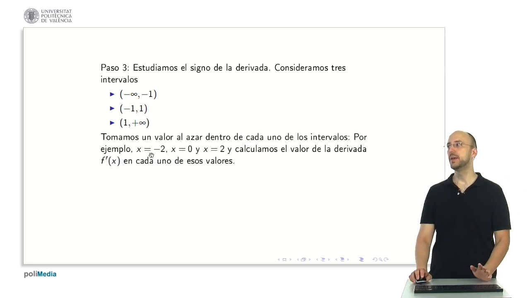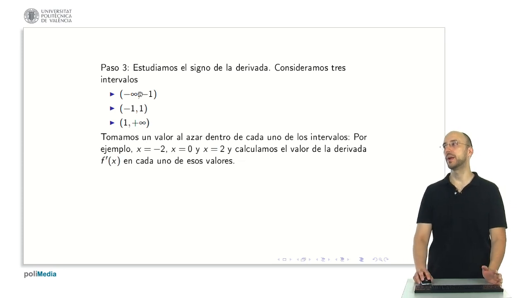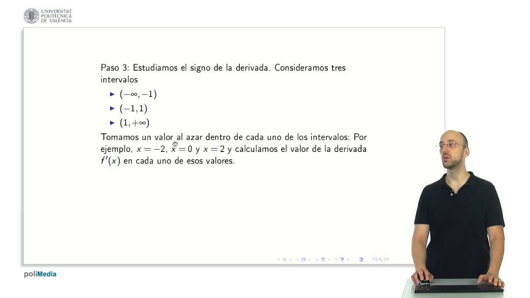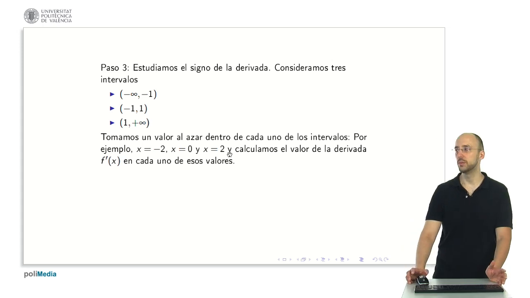I've chosen the following values. For the first interval, from negative infinity to minus 1, I selected minus 2. In the interval from minus 1 to 1, I went with 0. And for the third interval, from 1 to positive infinity, I chose 2. Aim to use the simplest values whenever possible.